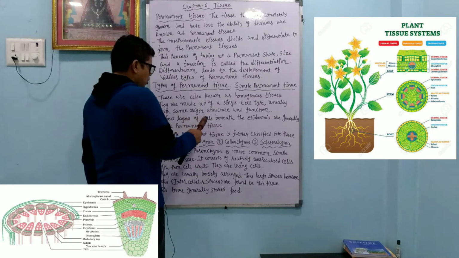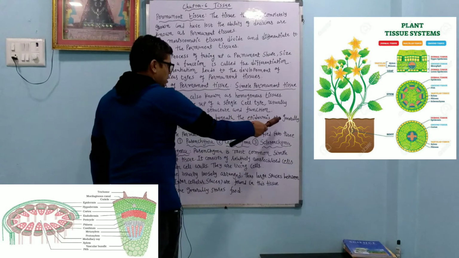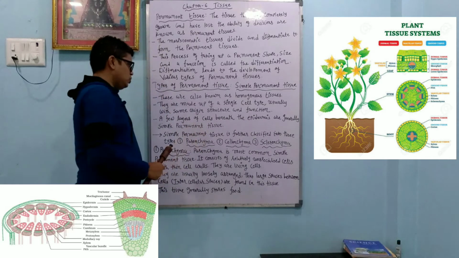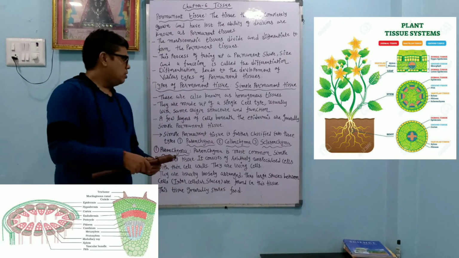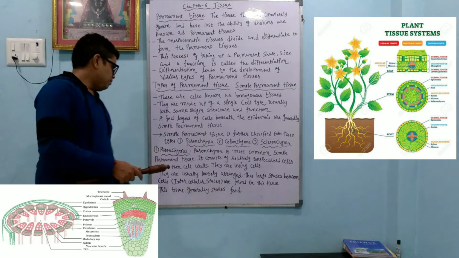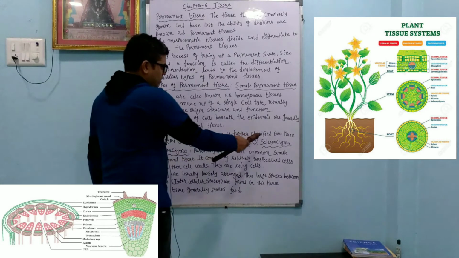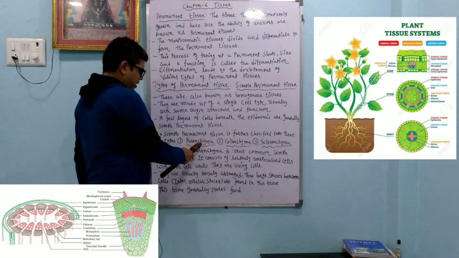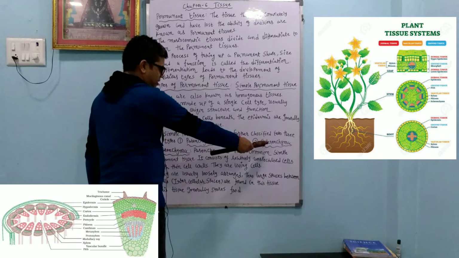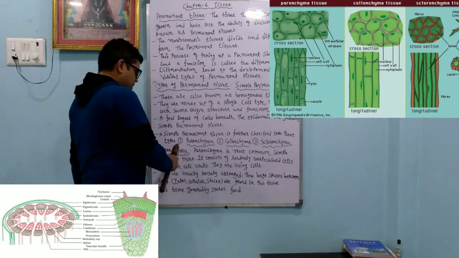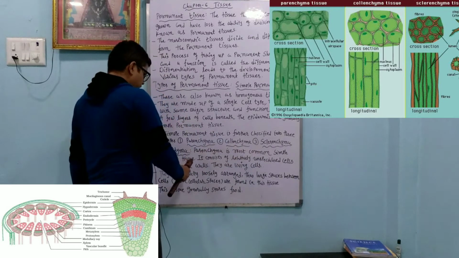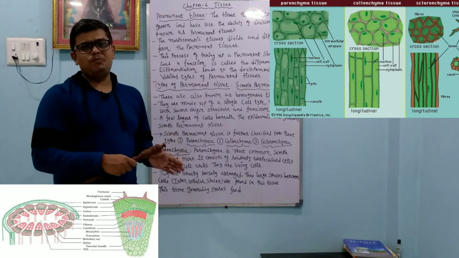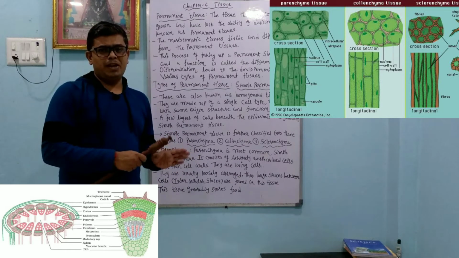A few layers of cells beneath the epidermis are generally simple permanent tissue. Simple permanent tissue is further classified into three types: parenchyma, collenchyma and sclerenchyma. First, parenchyma. Parenchyma is the most common simple permanent tissue.